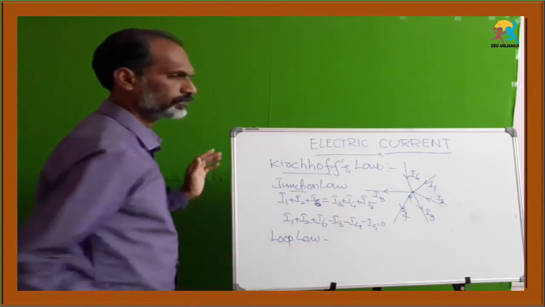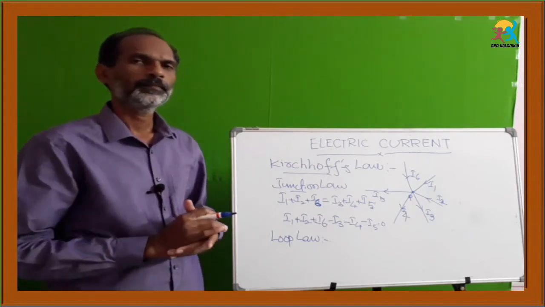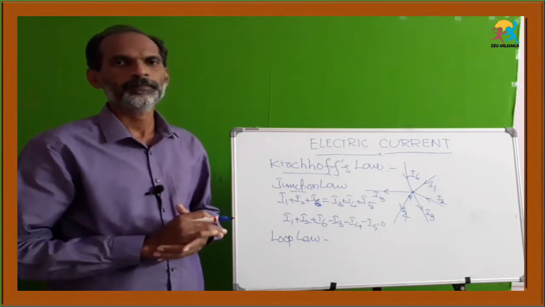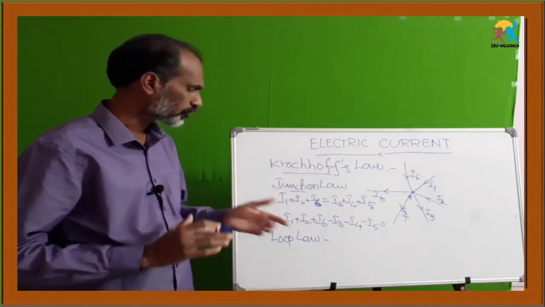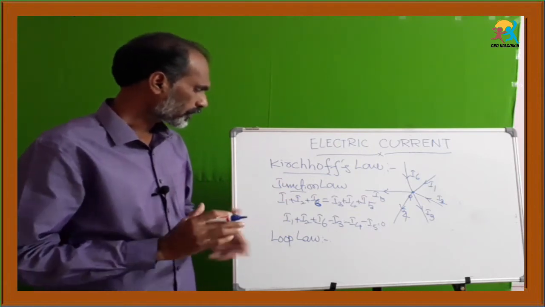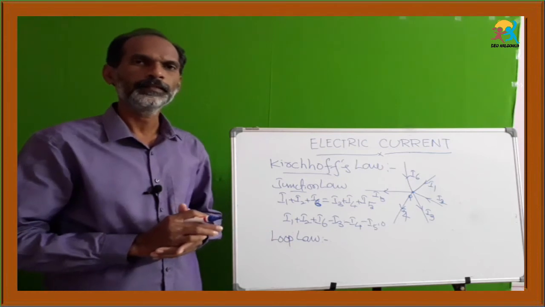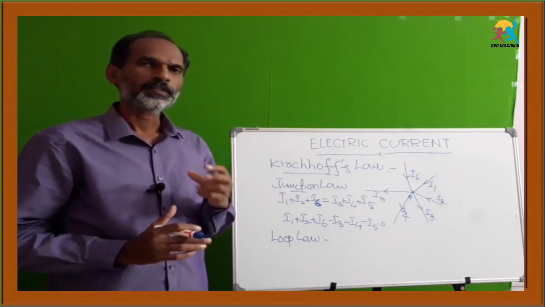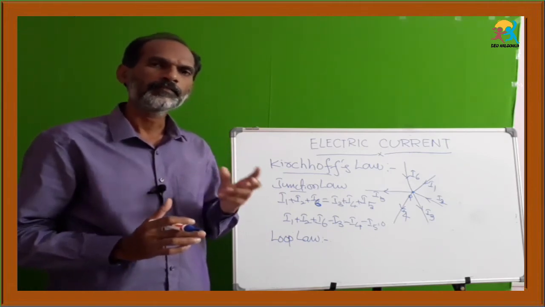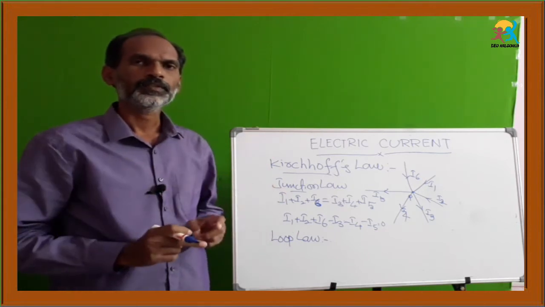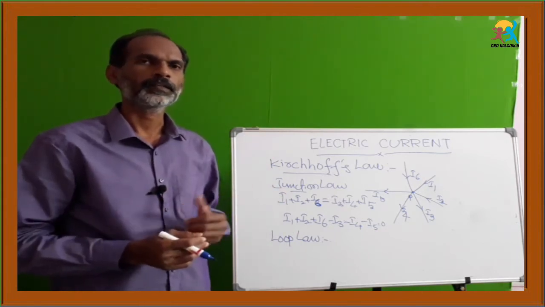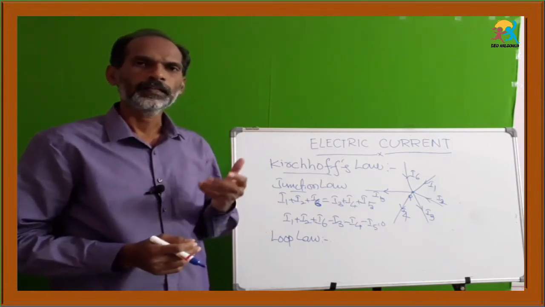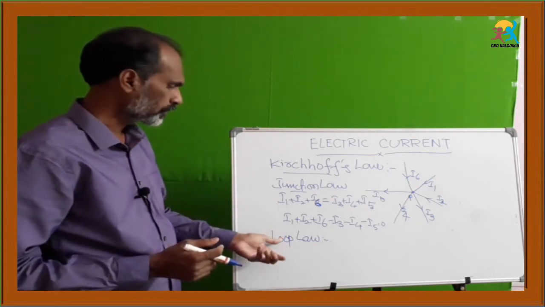Next, loop law. In this loop law, the algebraic sum of the potential differences of the different devices will be equal to 0. Actually, this is a very big topic. It takes 1 hour to explain completely about loop law. So in brief, I am explaining that the sum of the potential differences at the ends of the different devices in any closed circuit will be 0. Based on this, we can find out different potential differences between any ends of any electrical devices. This is about loop law.